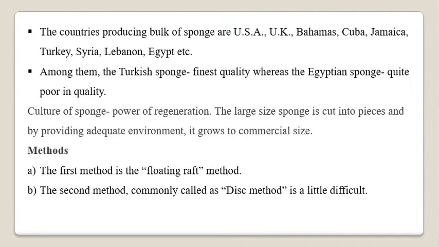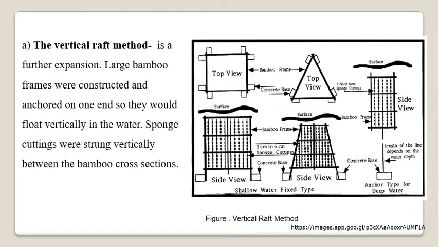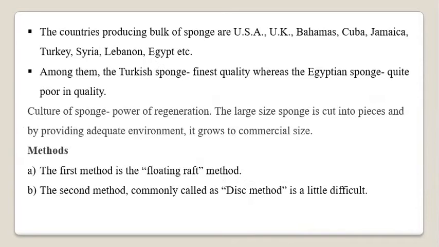Now, there are two main methods of sponge rearing. The first is the floating raft method, and the second is commonly called the disc method, which is a little difficult to adopt. Why it is difficult to adopt, we'll see while studying this method. Now let's move ahead.